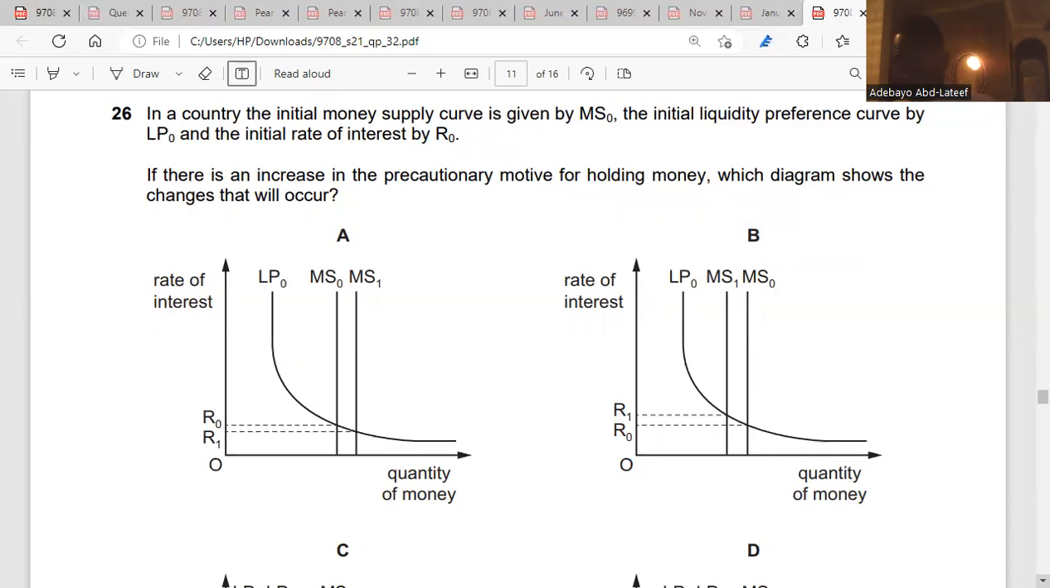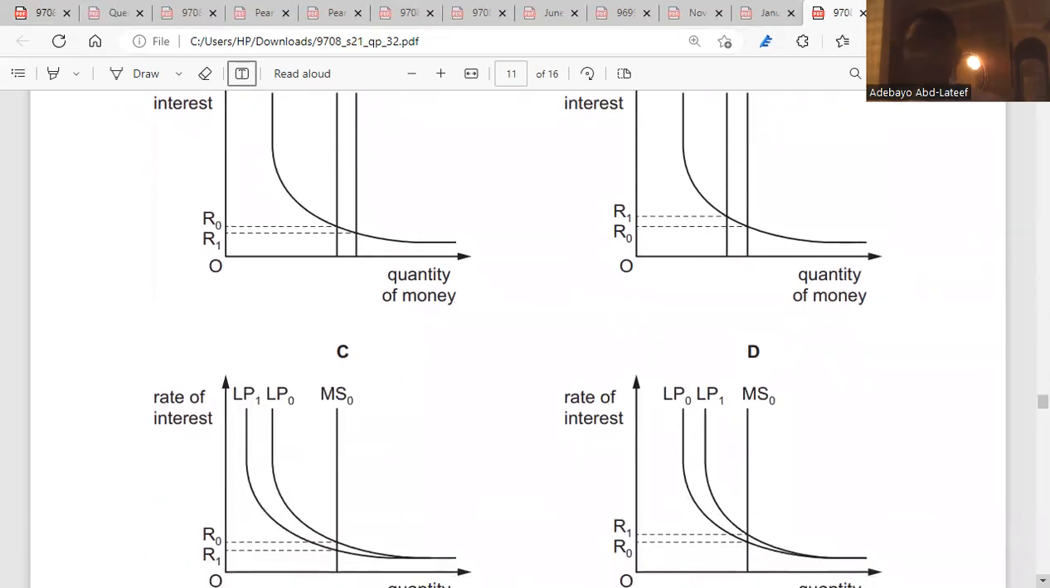If there's precautionary motive, money supply will be constant. Are you with me? Money supply will be constant. The liquidity preference, we won't be spending. The money supply will also stay at MS0. That money will not be going out of the economy. Do you get the point I'm making? We are thinking about keeping money. Liquidity preference will shift rightward. We are going to keep that money, but no money is going out.